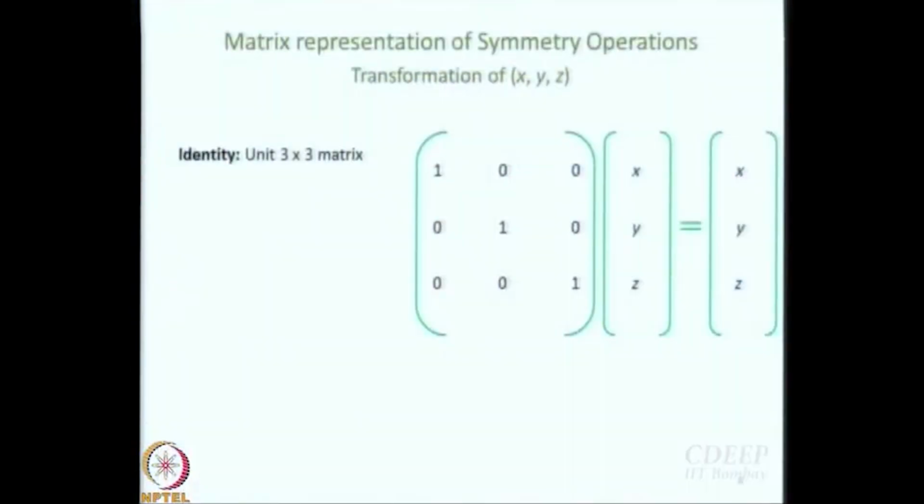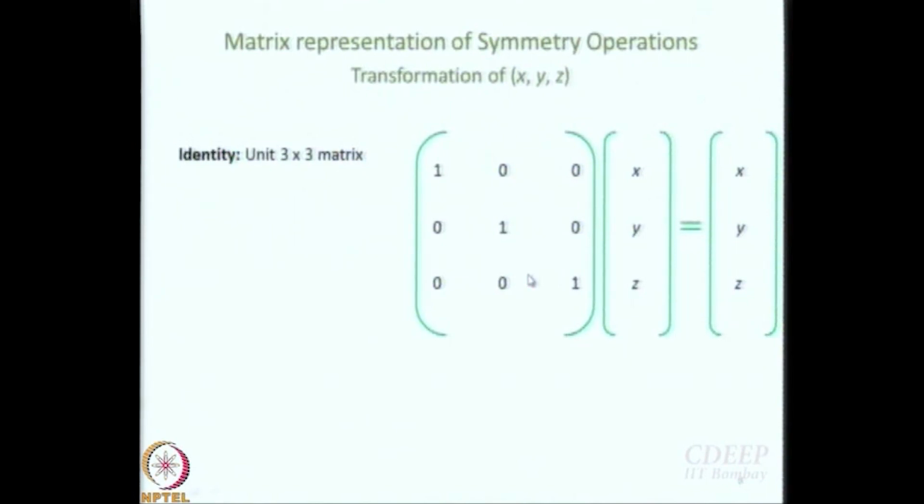Let us say I am talking about a transformation of a point with coordinates x, y, z. The identity matrix is very easy to work out. It is the unit 3 by 3 matrix, because if you perform the identity transformation, then x remains x, y remains y, z remains z. No change. So the transformation matrix is going to be 1 0 0, 0 1 0, 0 0 1.